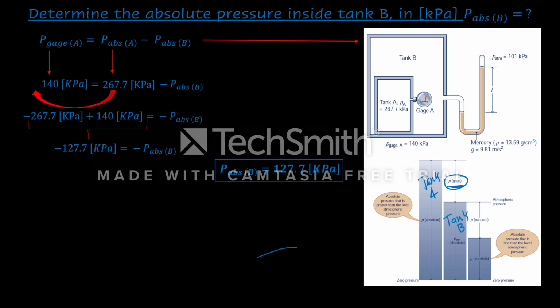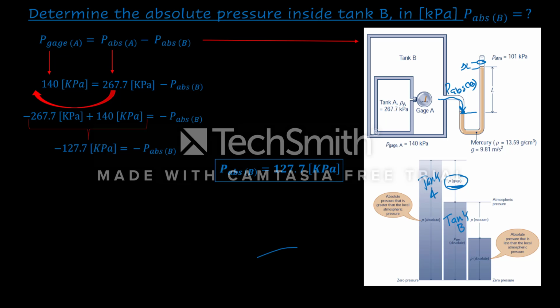Since we have found the absolute pressure inside tank B, that means that this pressure exerts a force on the mercury fluid in the U-tube manometer. So as the pressure of tank B increases, the length will definitely increase.